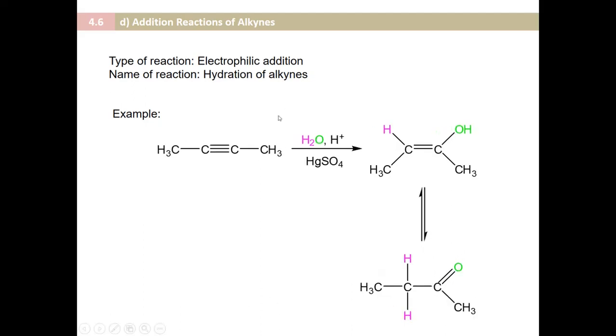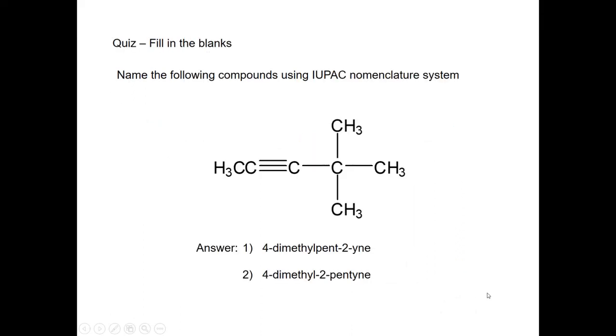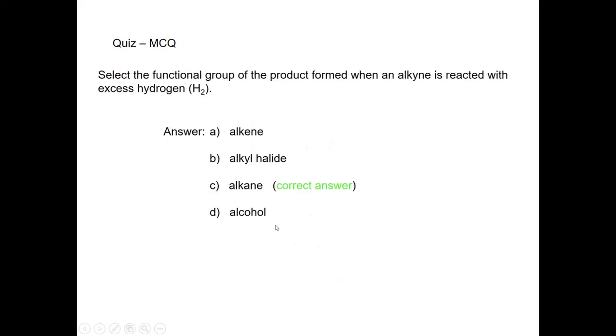Okay, this is a symmetrical alkyne. So OH can add to either this carbon or this carbon, to produce a ketone. So you can do this quiz later.